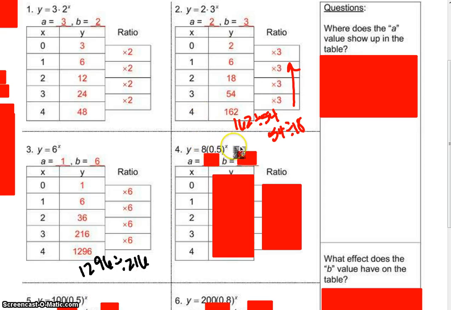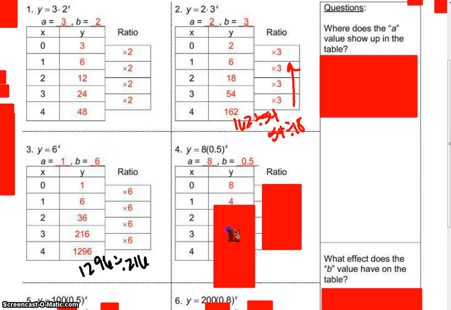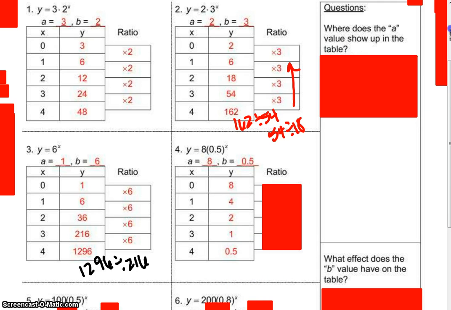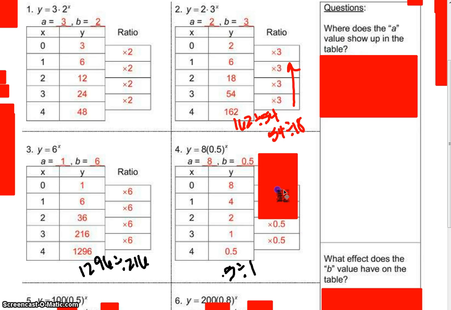If you have 8 times 0.5 to the x, a is 8, b is 0.5. Go to y equal and put it in and look at your table, and you're going to have 0, 8, 1, 4, 2, 2, 3, 1, and 4, 0.5. To figure out your ratio, either figure out what you're multiplying by, or you could say 0.5 divided by 1, and you would get 0.5. 1 divided by 2, 0.5. 2 divided by 4, 0.5. 4 divided by 8, 0.5.